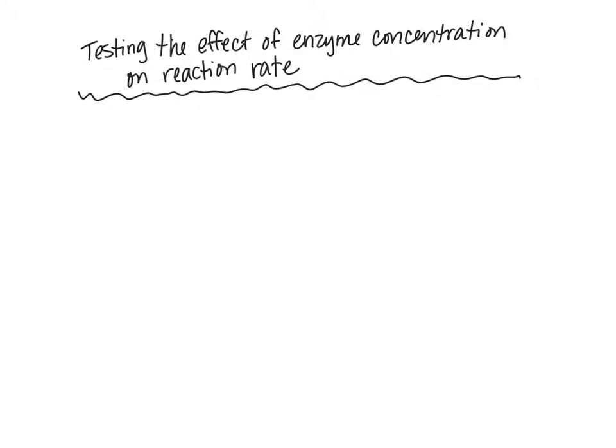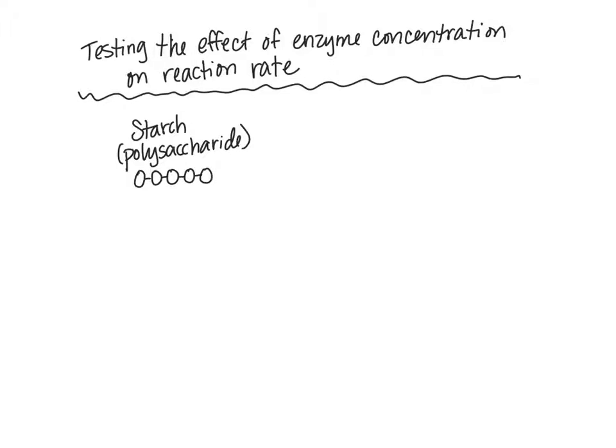In this lab, you're going to be testing the effect of enzyme concentration on reaction rate. So let's take a look at the chemical reaction and the enzyme that we're going to be using today in our experiment. So we're going to take something called starch, and starch is a polysaccharide. A polysaccharide is a macromolecule, it's a polymer, and so it's made up of a whole bunch of these smaller subunits bonded together.